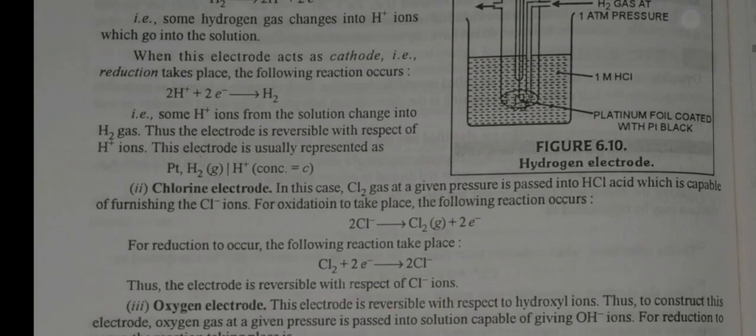Second, chlorine electrode. In this case, chlorine gas at a given pressure is passed into hydrochloric acid, which is capable of furnishing the chloride ions. For oxidation to take place, the following reaction occurs: 2 moles of chloride ions gives chlorine gas plus 2 moles of electrons. For reduction to occur, the following reaction takes place: chlorine gas plus 2 moles of electrons gives chloride ions.